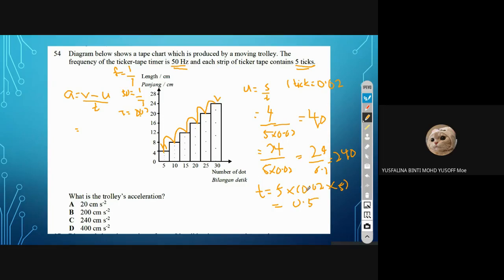Alright, and then you just substitute in this formula: 240 minus 40, divided by 0.5. Then you just use the calculator. So you got your answer, D. So for number 54, the answer is D. So let's say if you don't have enough time to copy back, I will put it on YouTube. You can check all the answers there.